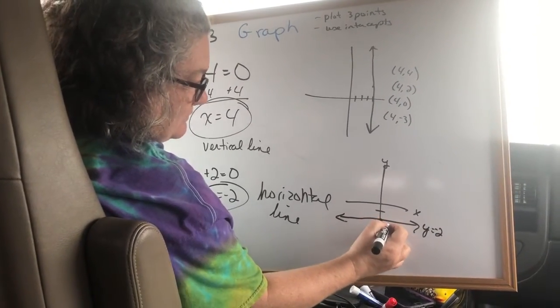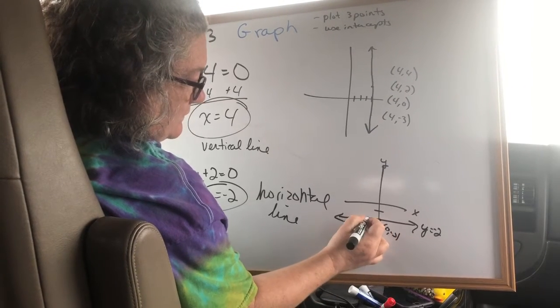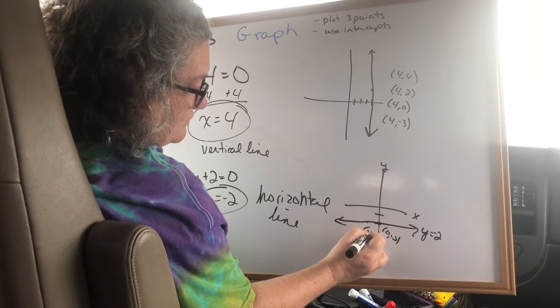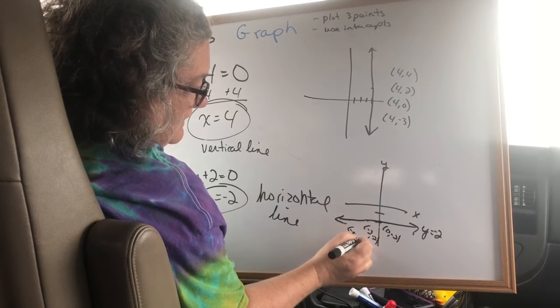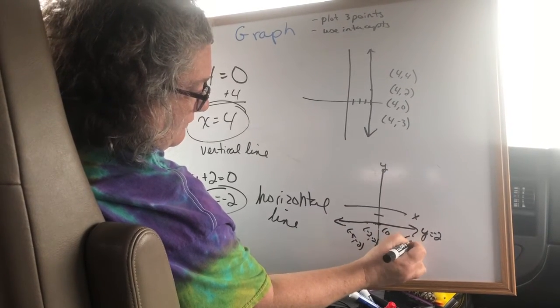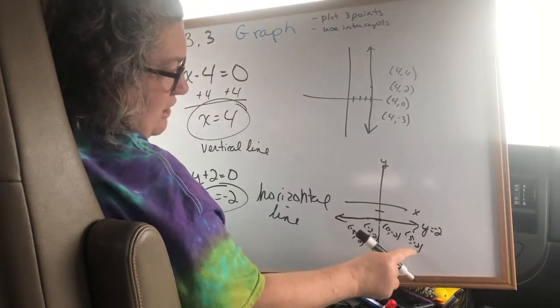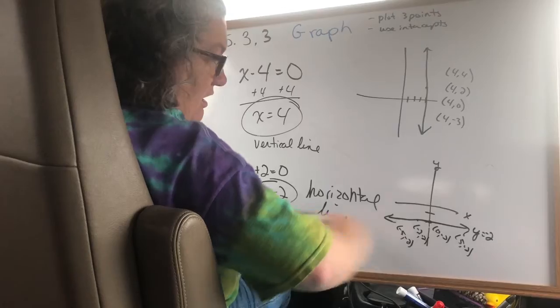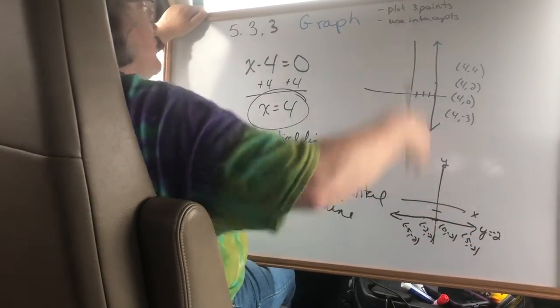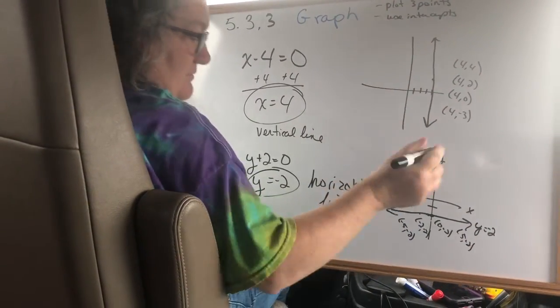So this one here would be 0, negative 2. This could be negative 2, negative 2. This could be negative 5, negative 2. 5, negative 2. So notice all my y's have negative 2 on that line. So horizontal lines, all the y values are going to be the same. Vertical lines, all the x's are going to be the same.